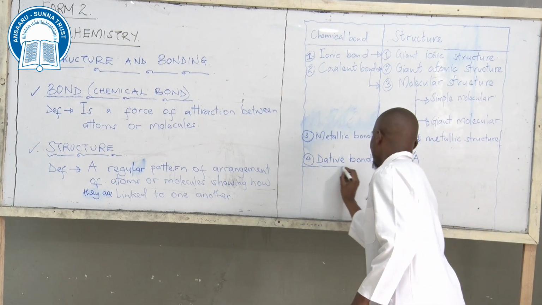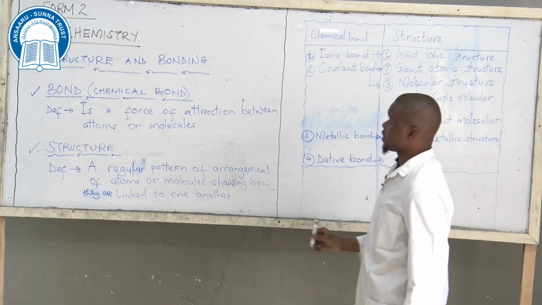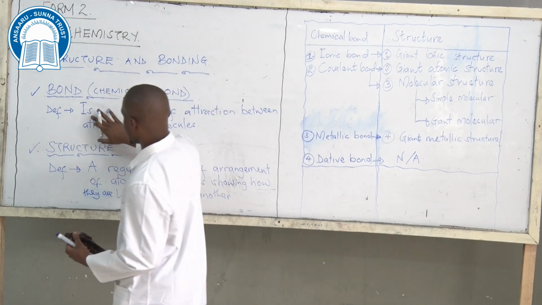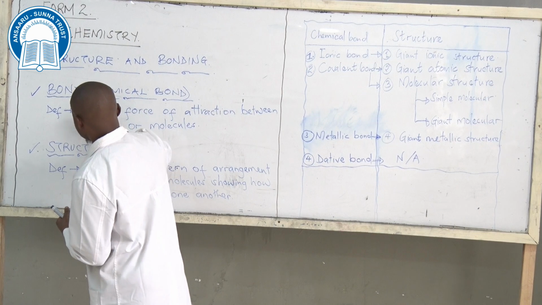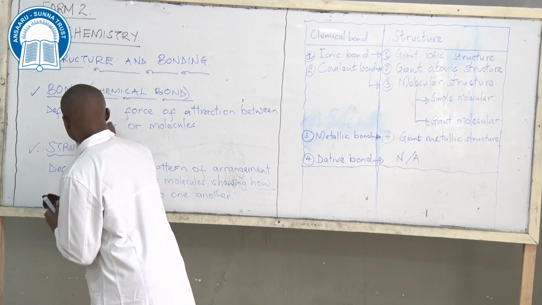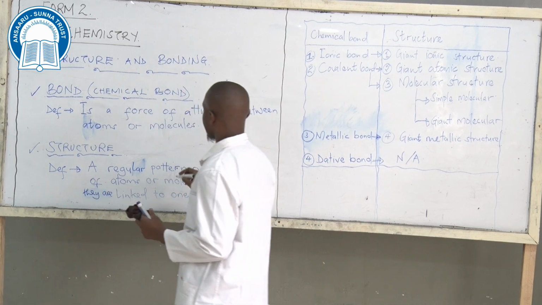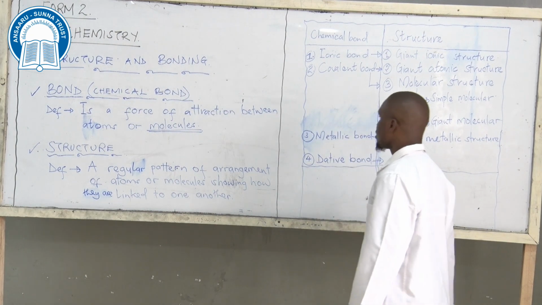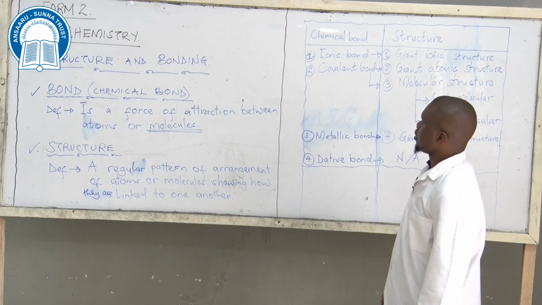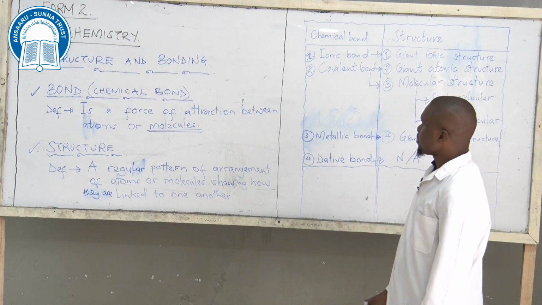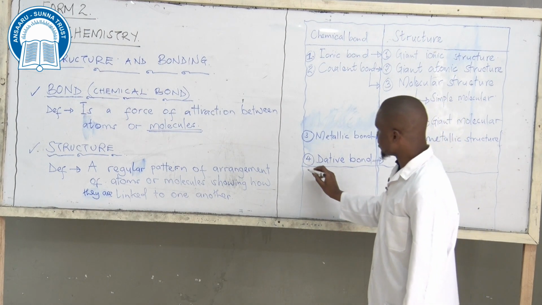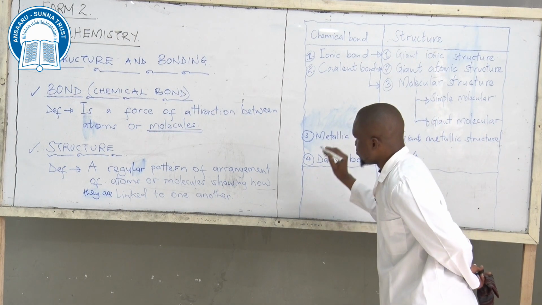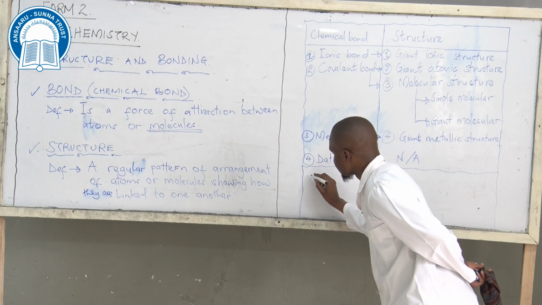Now, if I am to again summarize, remember when we were defining the bond, we said it is a force of attraction between atoms or molecules. So the molecules we talked about here, when they are joined or linked or attract each other, there are bonds in between them, and those bonds have been given a name. The bonds that link molecules are known as intermolecular forces.